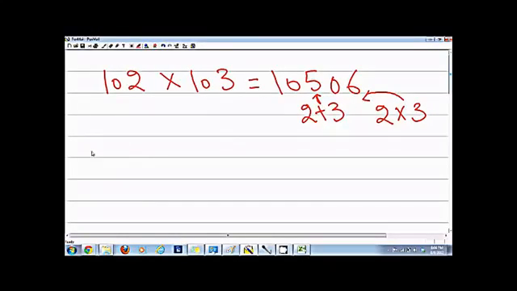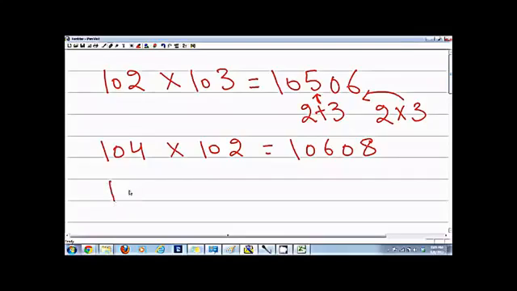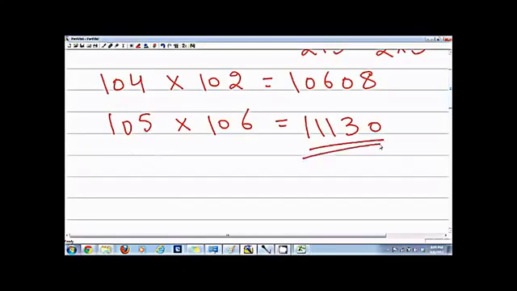Again, if we take 104 and 102, then the answer will be 1, 4 plus 2 is 6, and 4 into 2 is 8, so the answer is 10608. Again, if we have 105 and I want to multiply by 106, then the answer will be 1, 5 plus 6 is 11, and 5 into 6 is 30, so 11130. So this is a quick way you can multiply numbers which are close to 100.